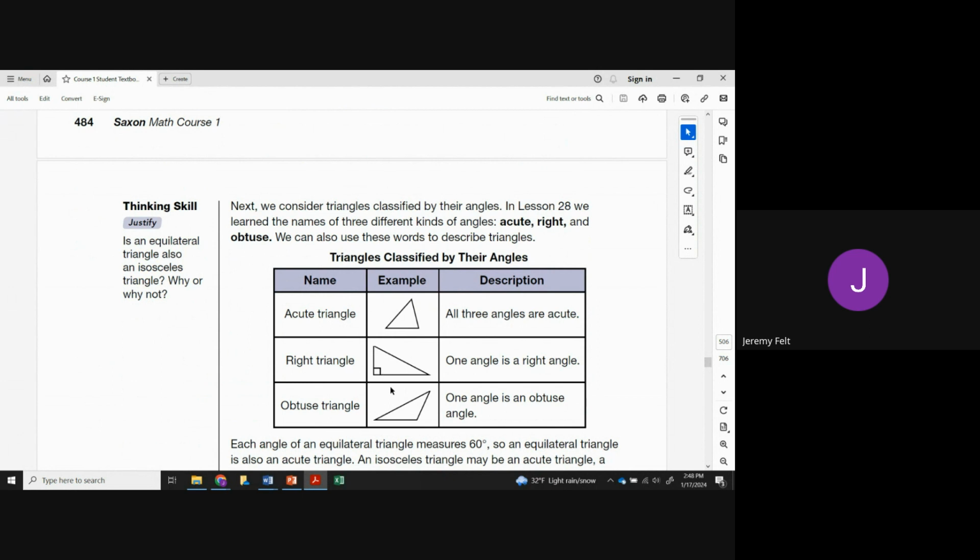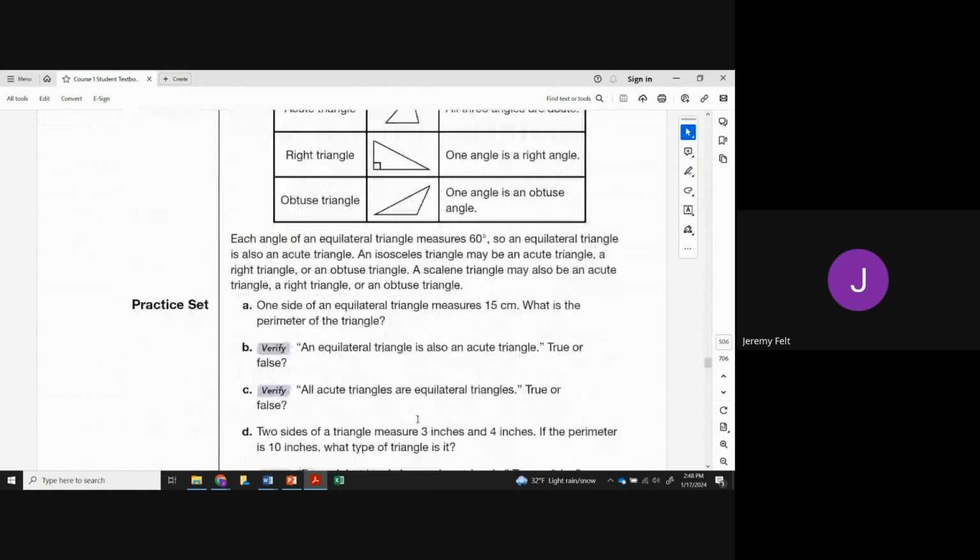And we can't have three obtuse angles or three right angles in a triangle. There's always going to be an acute angle because they add up to 180. So it can't be 90 plus 90 plus 90, or 100 plus 100 plus 100. That would be more than 180. So if all of them are acute, it's an acute triangle. If one of them is a right angle, it's a right triangle. If one of them is obtuse, then it's an obtuse triangle.